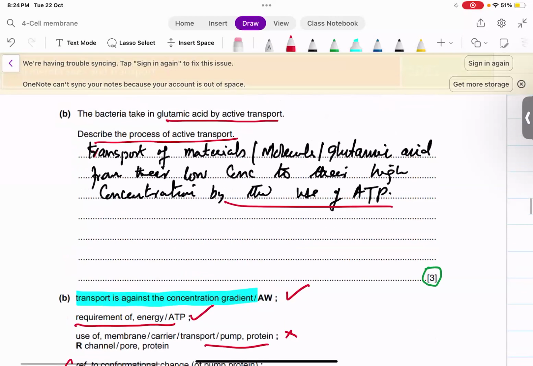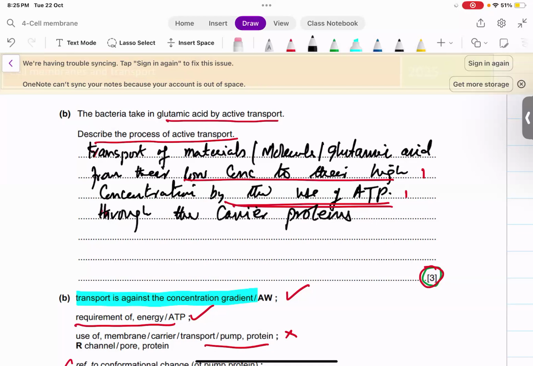So if we write the answer this way, transport of materials, molecules, glutamic acid from their low concentration to their high concentration, by the use of an ATP, we will have two points only. From low to high concentration, 1 mark, and by use of an ATP, 1 mark. But this question is for 3 marks. So we should refer to the carrier proteins. So that would be okay. This would be for 1 mark.